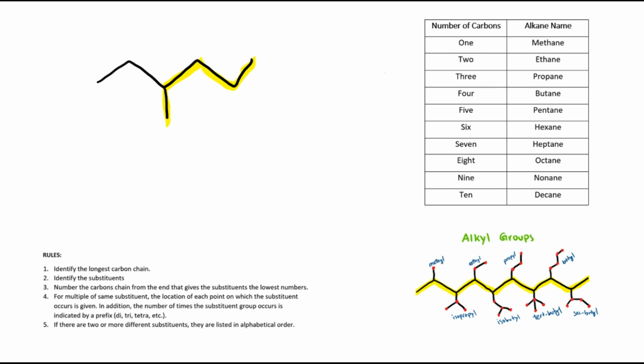This is a continuous carbon chain and it has 1, 2, 3, 4, 5 carbons. And this is a continuous carbon chain. This has 1, 2, 3, 4, 5, 6 carbons. This has 6 carbons, so this is our longest continuous carbon chain, or our parent chain. And when you have 6 carbons, you call it a hexane.